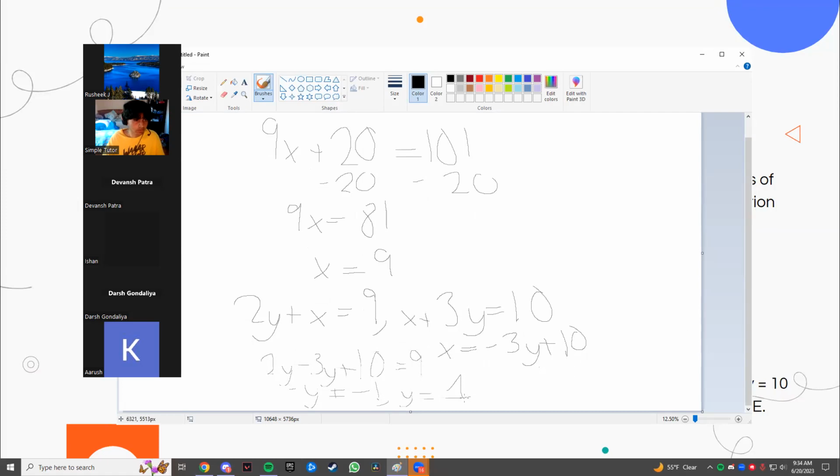There you go. And how did you find x? I plugged y is equal to 1 into x is equal to negative 3y plus 10. And then I got x is equal to 7. Okay, good job. There you go. Again, it's pretty basic. You guys have probably done this a bunch of times, but it's important we get our fundamentals down and solid.